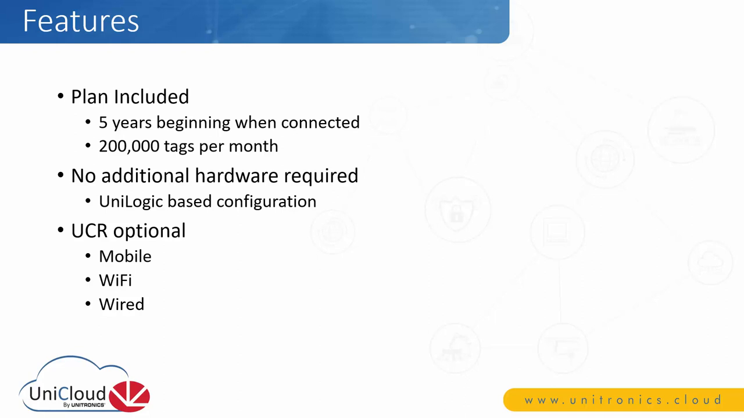Now, a UCR is optional, right? It is not required in cases of UniStream. It is required in cases of Vision, Samba, Jazz, and third party. It is optional in the case of UniStream because it is an avenue to give you your internet connectivity. Now, flavors of connection that are offered are mobile, Wi-Fi, and wired WAN. Once you have connection, you will have the ability to set up your configuration and ultimately pass telemetry to your cloud account.